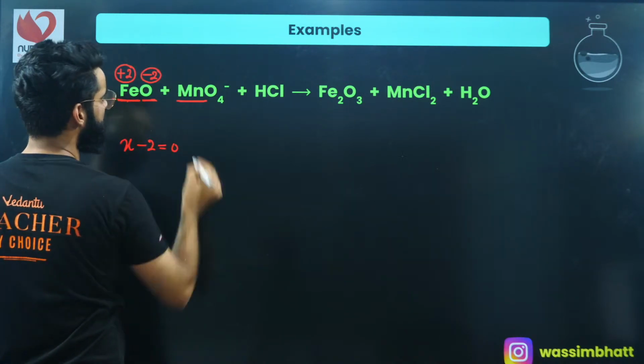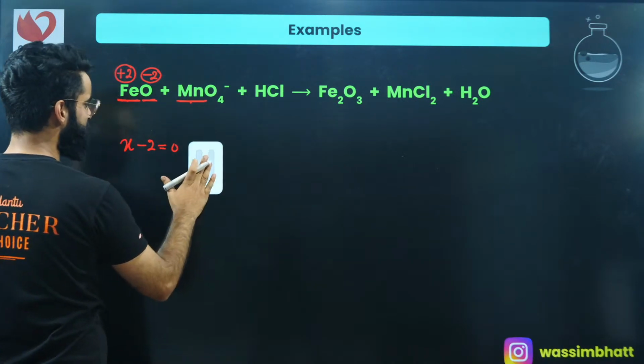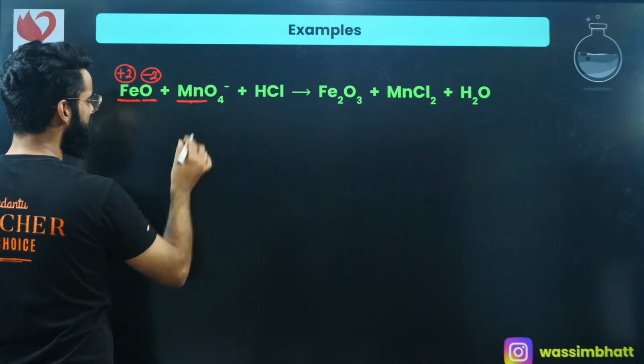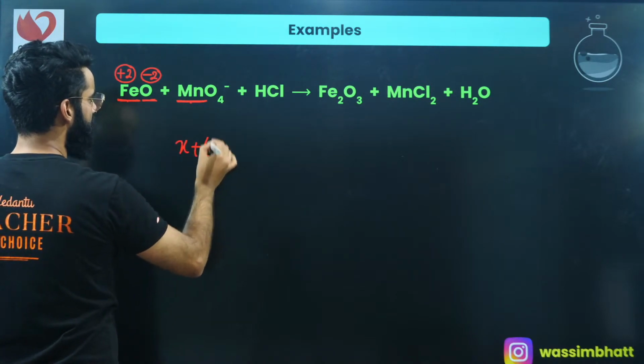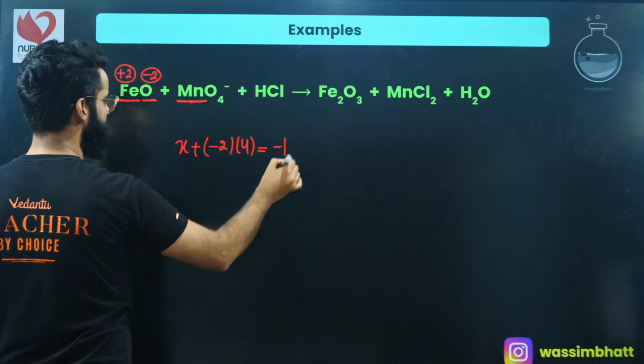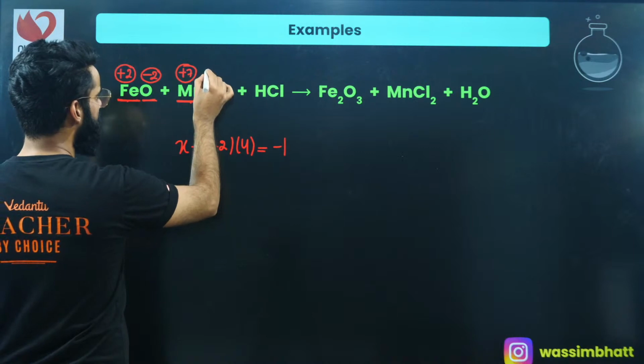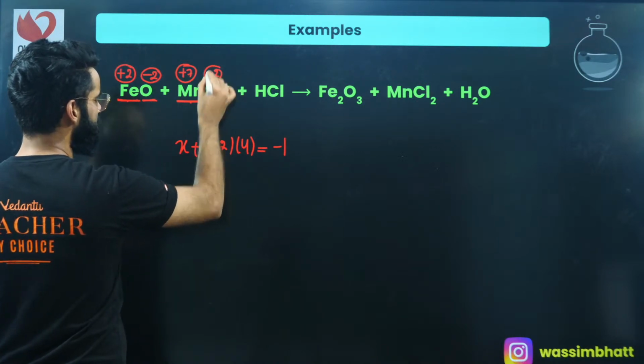Oxidation state of manganese, when you calculate it, let's assume it is x. Oxidation state of oxygen is going to be minus 2. So there are 4 oxygen atoms. The net charge present is minus 1. So x value will come out to be plus 7. So this is plus 7. What about the oxidation state of oxygen? Minus 2, right? Minus 2.